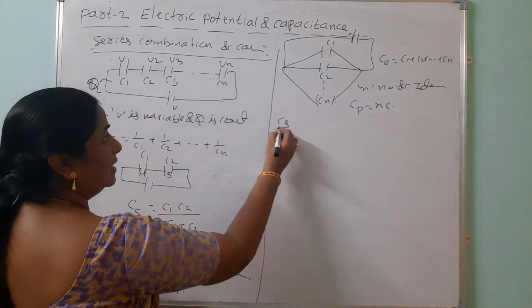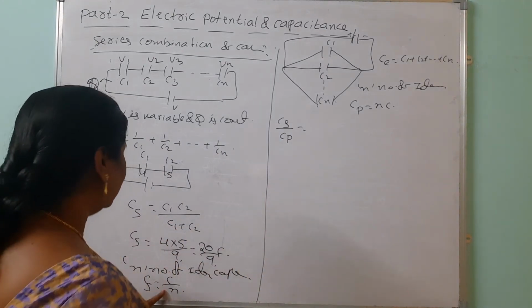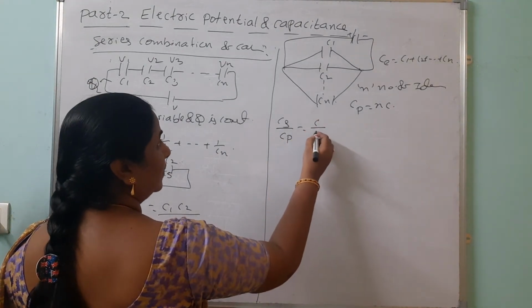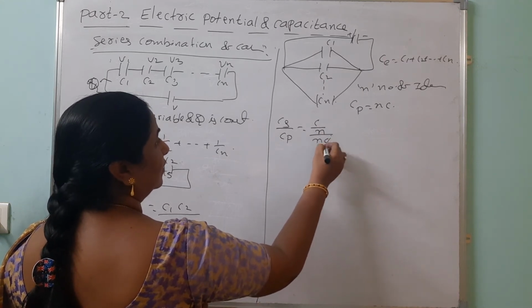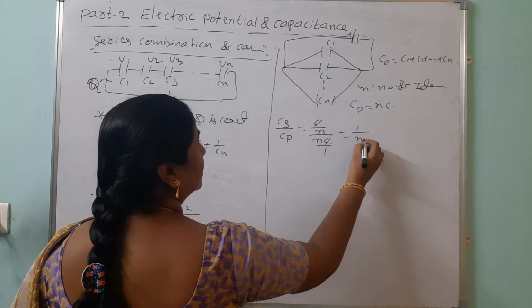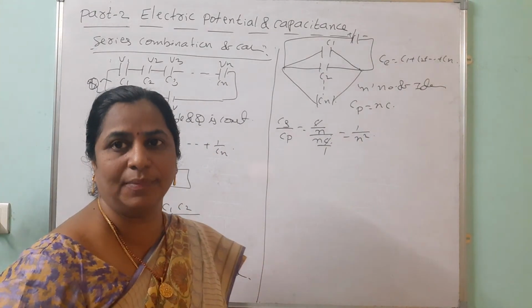Suppose we take Cs by Cp for n number of identical capacitors. Instead of Cs we have C by n, and this is n into C. Then after simplification, we get 1 by n square. This is the ratio of the series combination to the parallel combination.